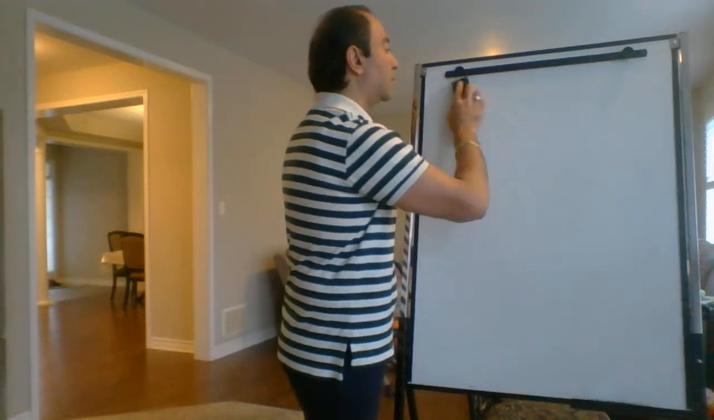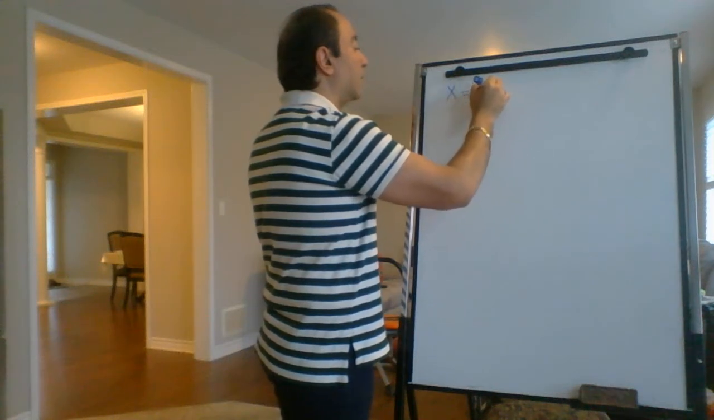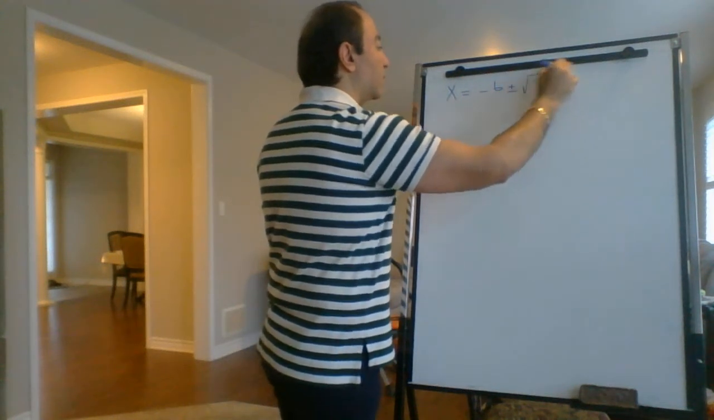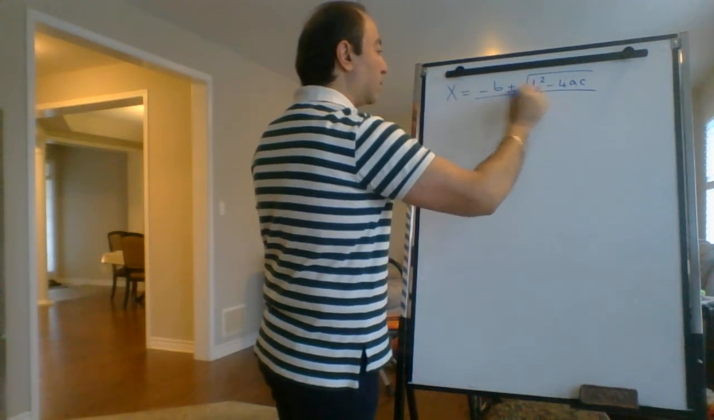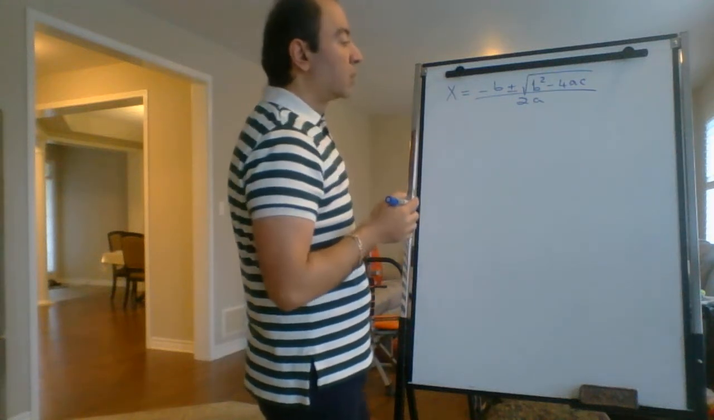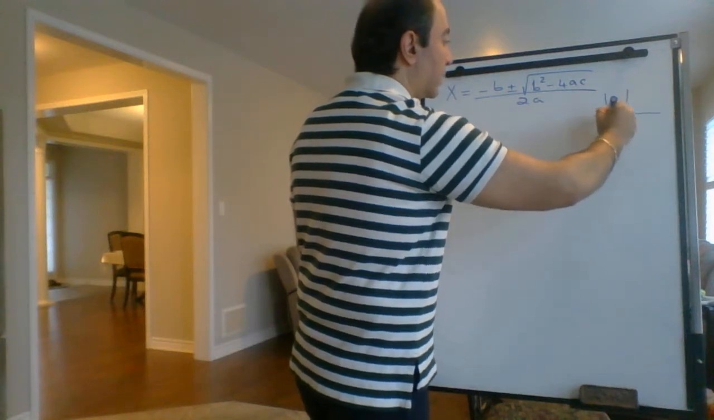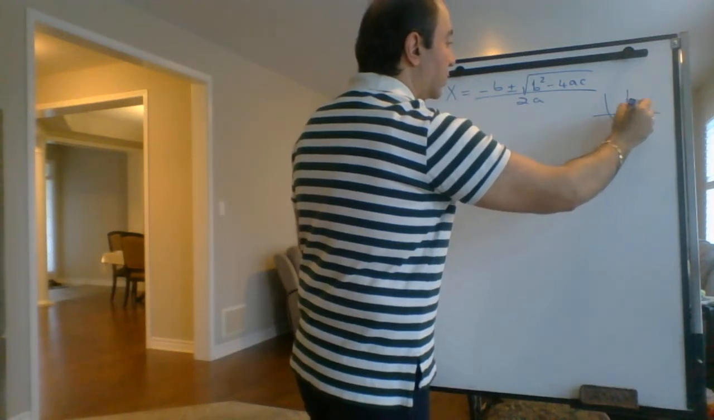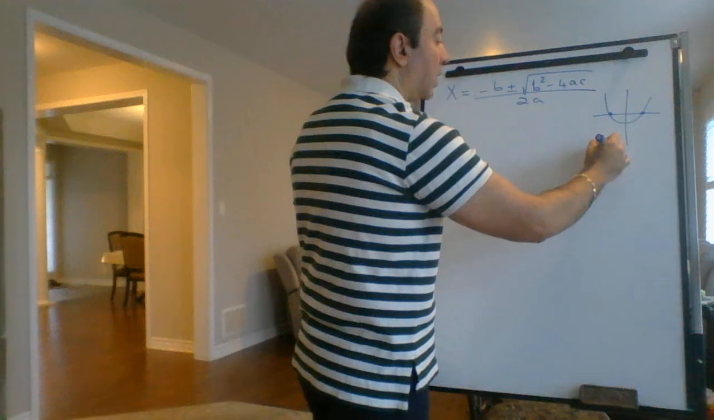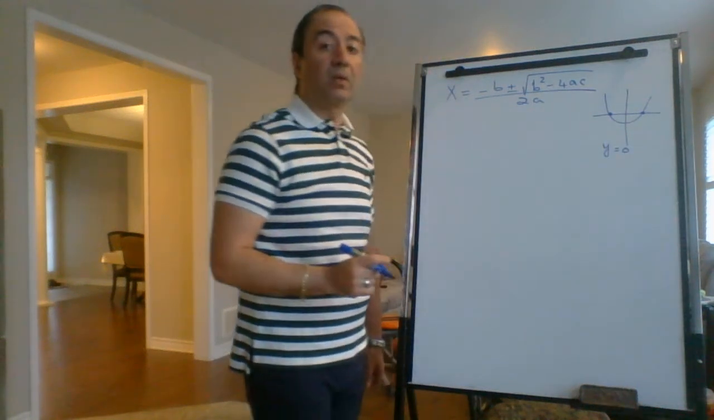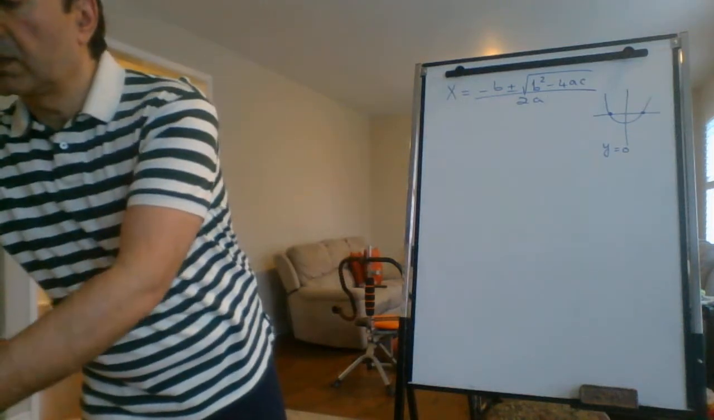Alright, so okay, we need to have some examples. So I will write the formula over here. x equals minus b plus or minus the square root of b squared minus 4ac, everything divided by 2a. To find those x-intercepts, we must have y equals 0, so we must have a 0 on one side of the equation. Okay, so let us start with the first example.